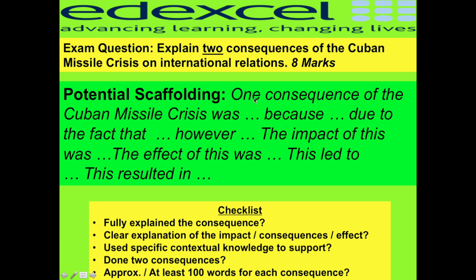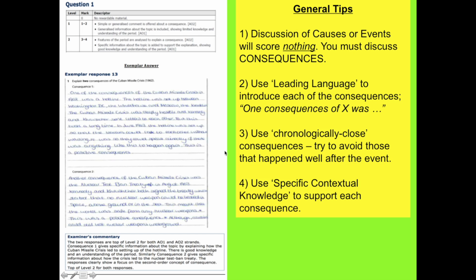In terms of potential scaffolding, you want to make sure that the language you use to construct or scaffold your answer leads you and the examiner to talking about consequences, so you're absolutely on point because you won't have time to waffle or waste. So one consequence of the Cuban Missile Crisis was, because, due to the fact that, however. These are not mandatory. These are just there to help you talk about exactly what you need to talk about, which is consequences. And there's a little checklist there for you to have a look at. You just need to make sure you talk about 2 of them, and they're approximately 100 words in length for each.